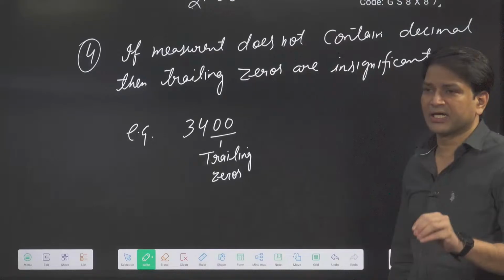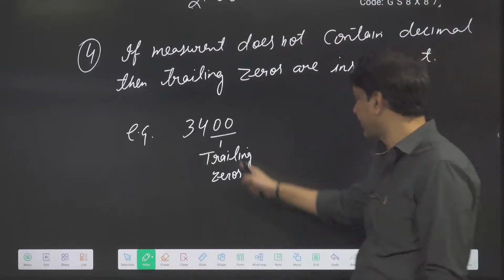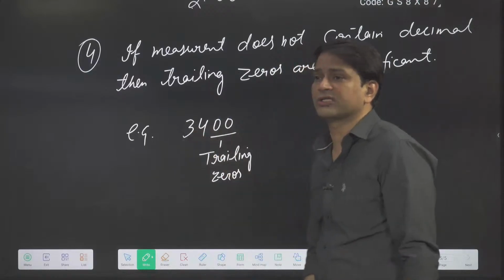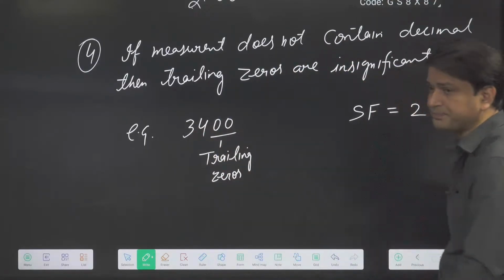Okay, so the number does not contain a decimal, so trailing zeros are insignificant. So these are insignificant. So what is the number of significant figures I can say? The number of significant figures is equal to 2.